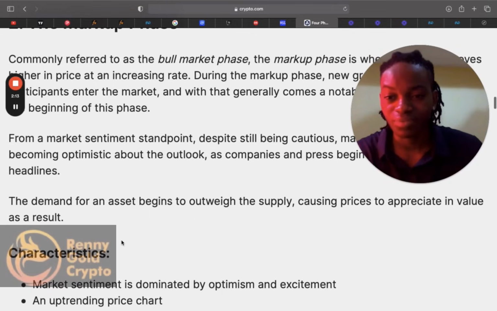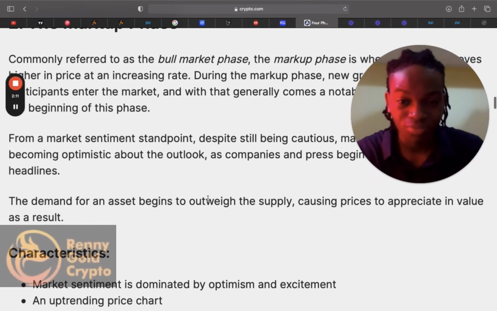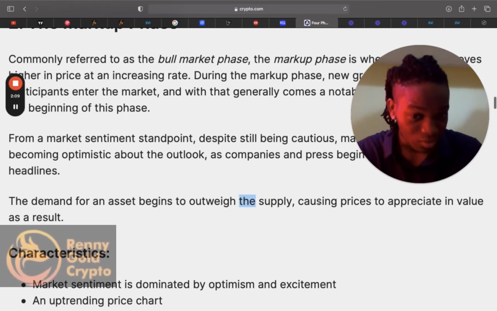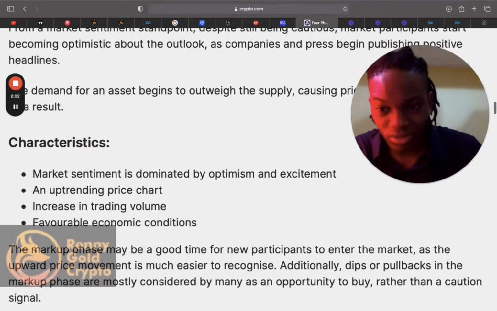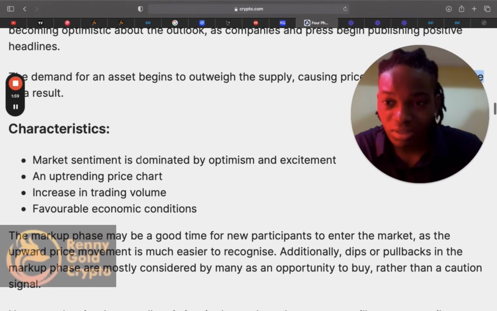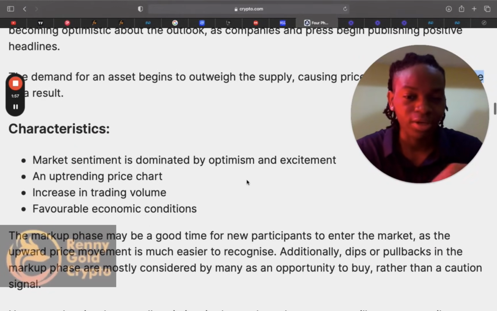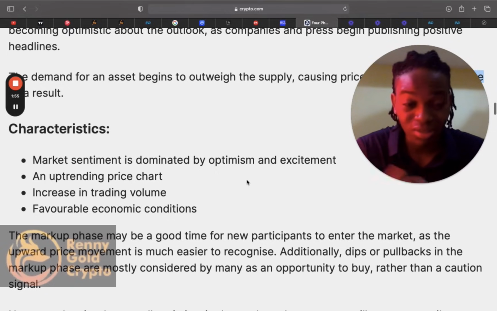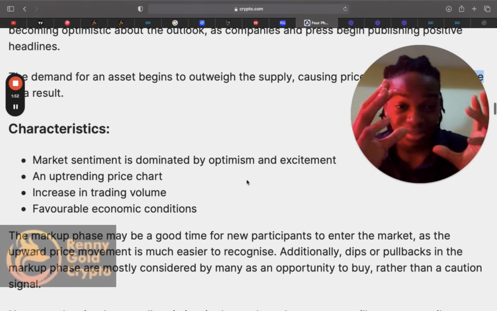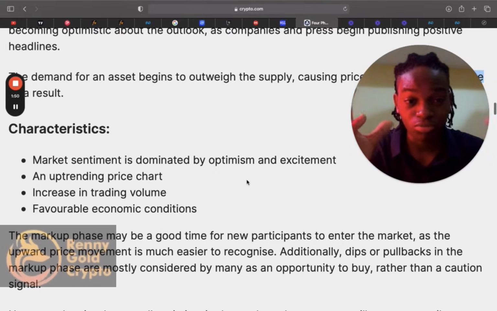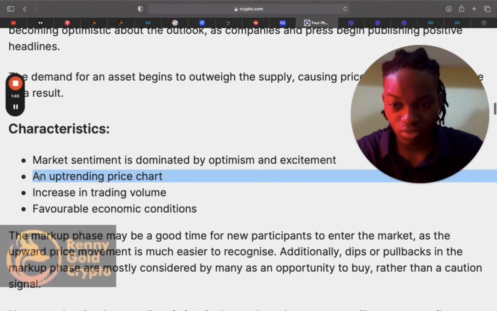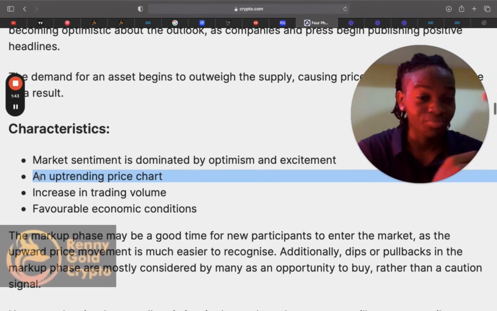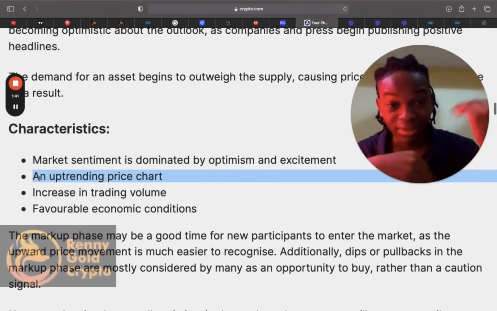So coming to the characteristics, the demand for an asset begins to outweigh the supply, causing prices to appreciate in value. Market sentiment is dominated by optimism and excitement, meaning that when people are happy that they are seeing that bullish momentum, they tend to keep doing more. There's as well what they call an uptrending price chart, meaning that the market is bullish.